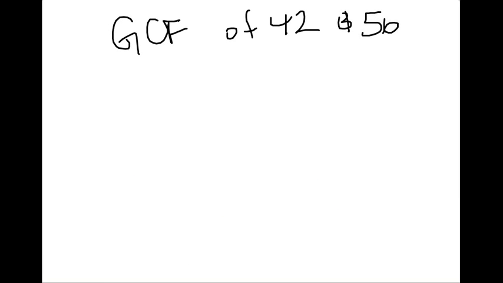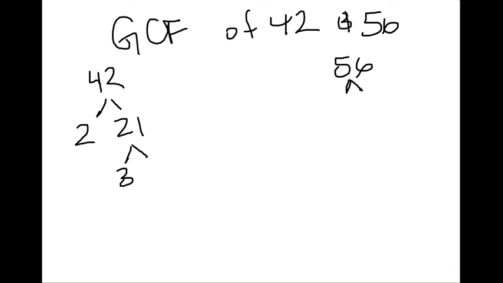Alright, so what if I want the greatest common factor of 42 and 56? So the first thing I need to do is my prime factorization of 42 and my prime factorization of 56. So 42 is 2 times 21, and remember, you can break this down however you want, as long as you're using real factors and you go all the way until you get down to the primes. It doesn't matter if you do 2 times 21 or 6 times 7, however you want to do it. So 21 breaks down to 3 times 7. And now I'm done. I'm at my primes. So the prime factorization of 42 is 2 times 3 times 7.